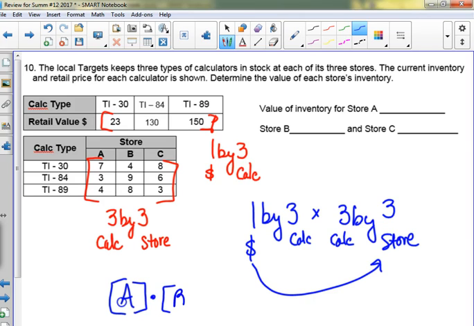Could you do it by hand? Well, yeah. Store A has 7 of these, 3 of these, and 4 of these. You just add it up. So I hope everybody gets it right, because even if you don't really know anything about matrices, you should be able to find the total of their inventory.